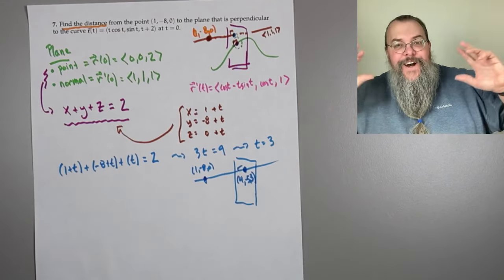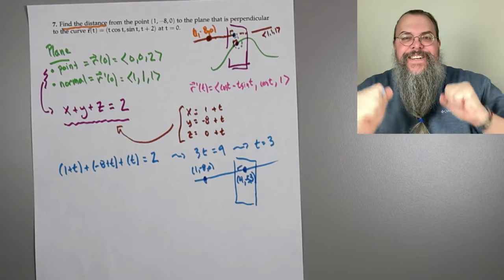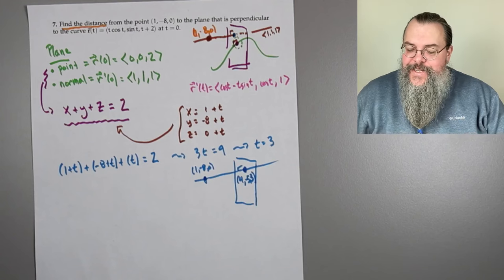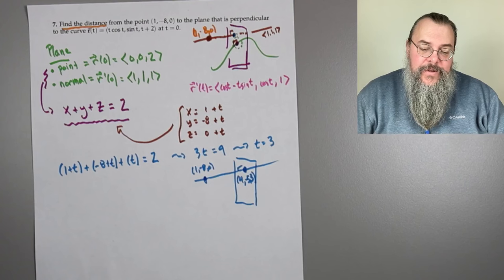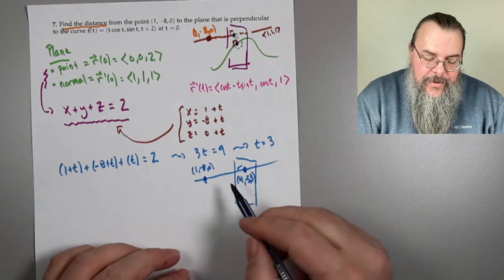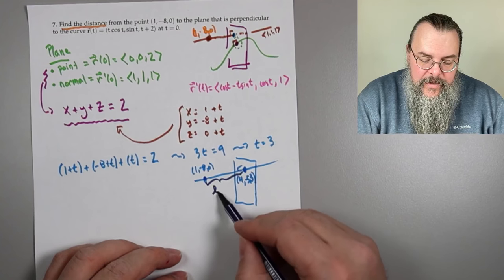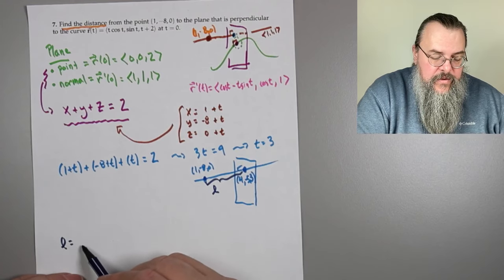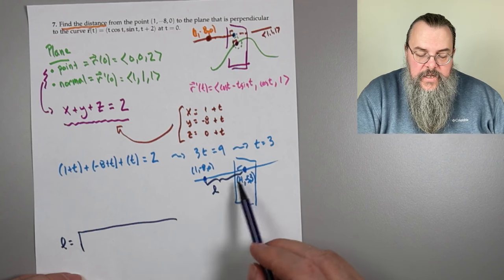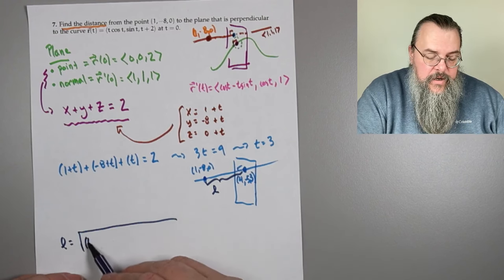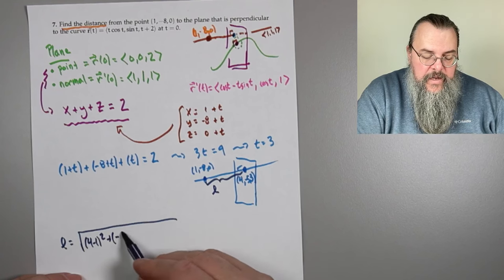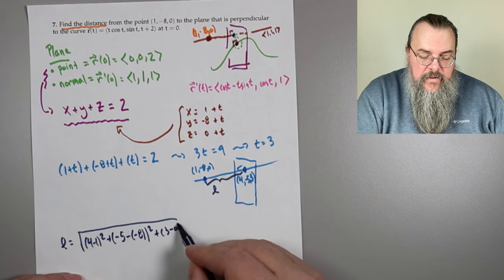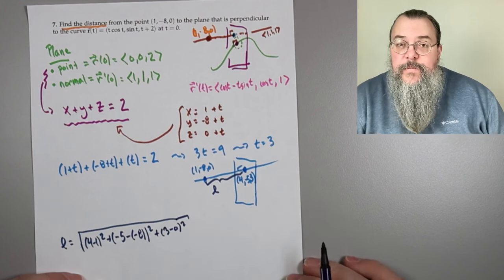All right, woohoo! Are we done? No, because it's not a length. We need a length. Okay, that's all right, we're still closer. So what's the last thing to do? Well, the last thing is to ask what this length is. Our length is the distance between these two points. So length is the square root of 4 minus 1 squared plus minus 5 minus minus 8 squared plus 3 minus 0 squared. So it's literally just the distance between two points.